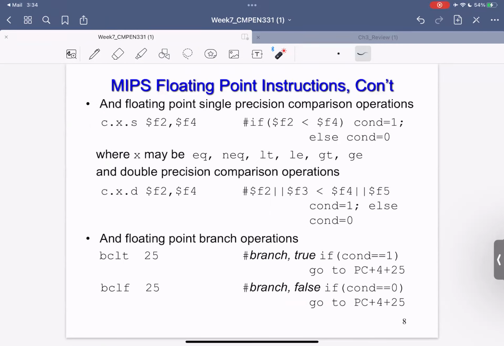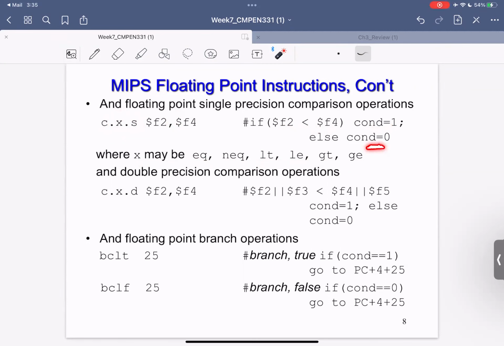Suppose that we would like to do a comparison, for instance, it will be written as c.x.s. So this S is for single format. X can be any of these: equal, not equal, less than, less than or equal, greater than, or greater than or equal. Then I will check, for instance, if F2 is less than F4 or not. If yes, the condition will be equal to 1, else the condition is equal to 0.